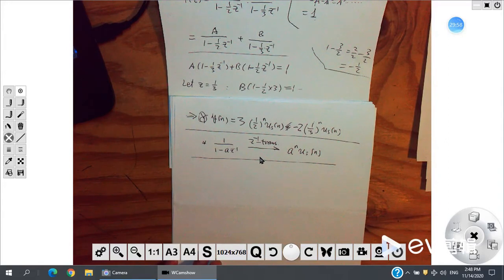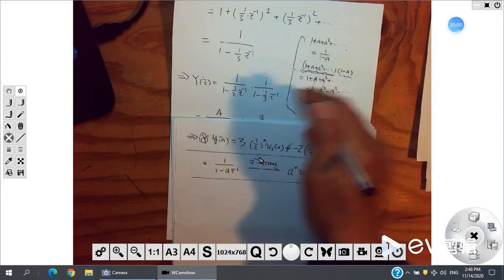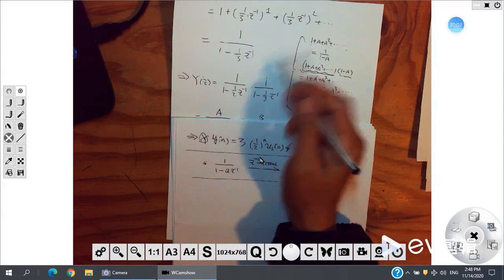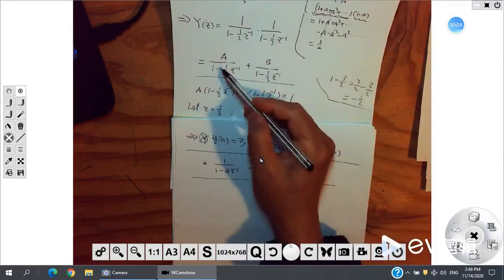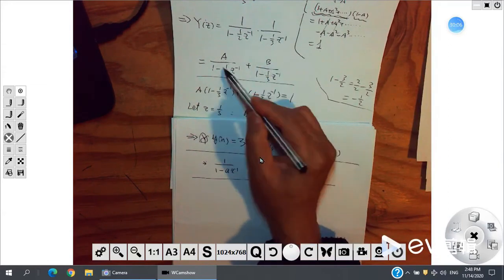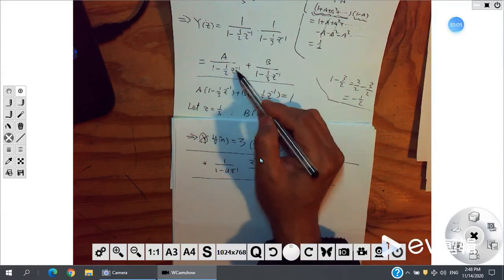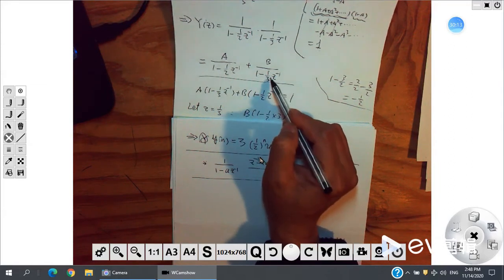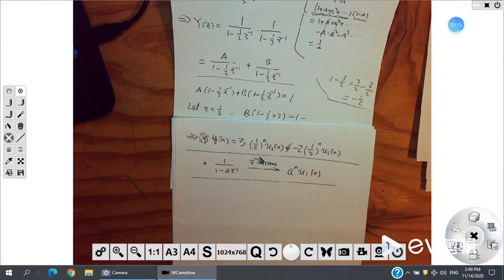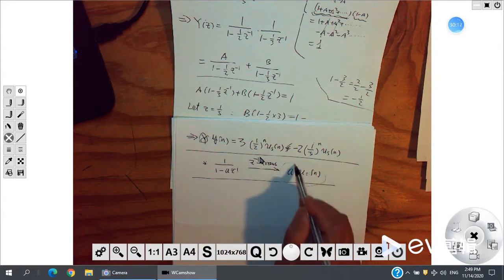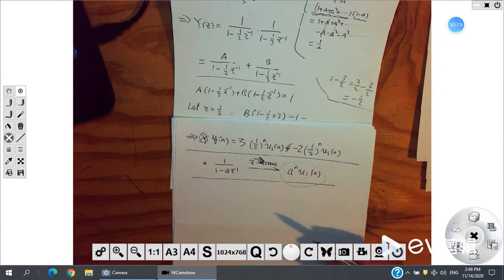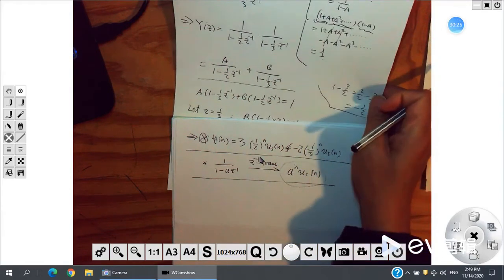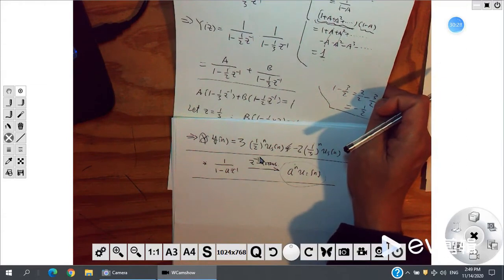Now when you have a z transform, usually it's a fraction like this. You try to separate it into several parts. Each part is a constant over 1 minus some a z to negative 1. Then you plug in this part. Then you get your answer. So this is a general way to solve a discrete time system.